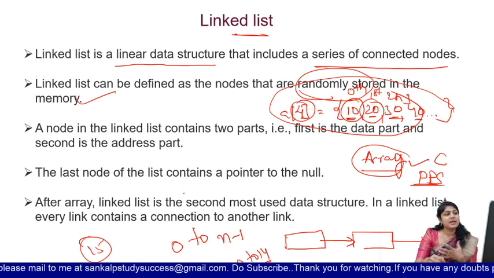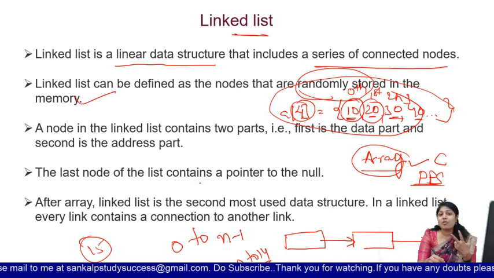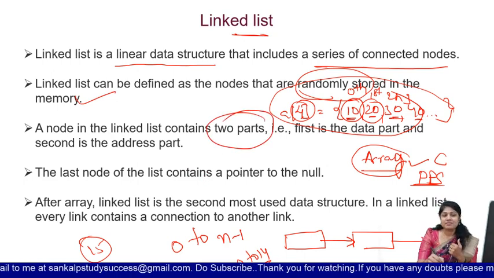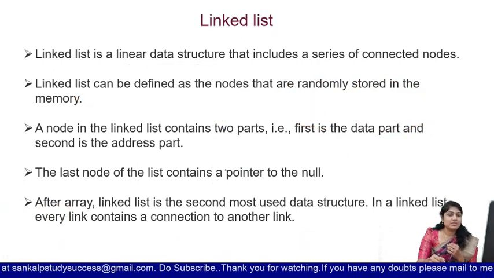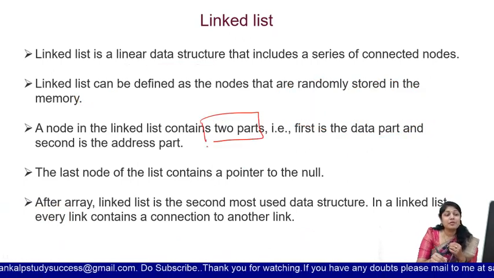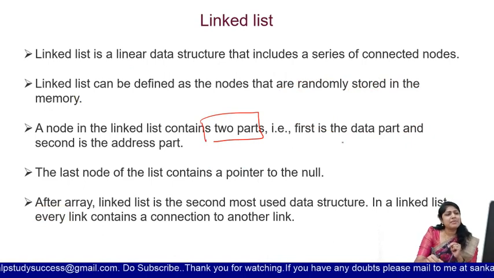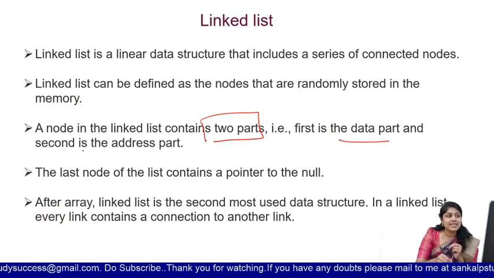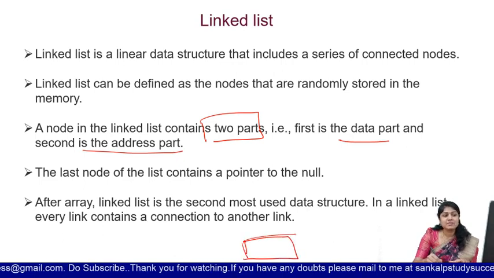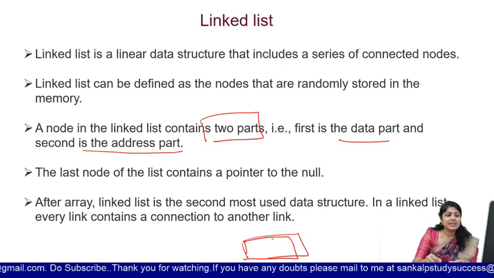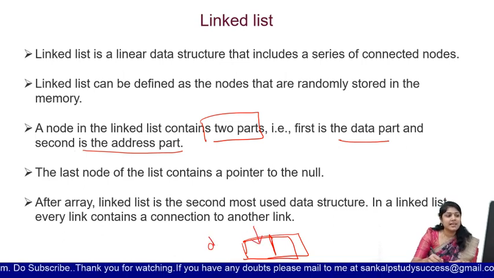And the next one is, a node in the linked list contains how many parts? 2 parts, right? It consists of several nodes. The node consists of how many parts? 2 parts, okay? The first part is the data part and the second part is the address part. For example, I have a node, okay? This is my node in the linked list. So it consists of how many parts? 2 parts. The first part is nothing but data.